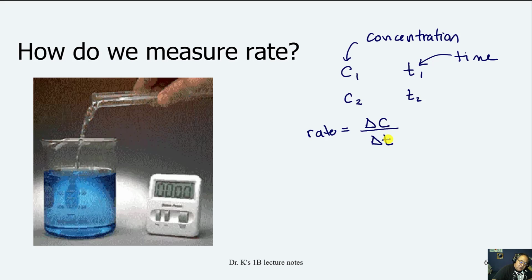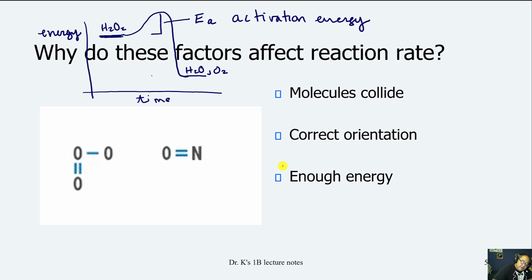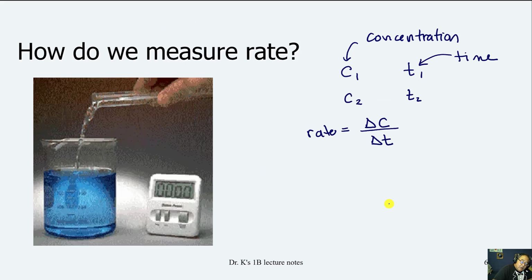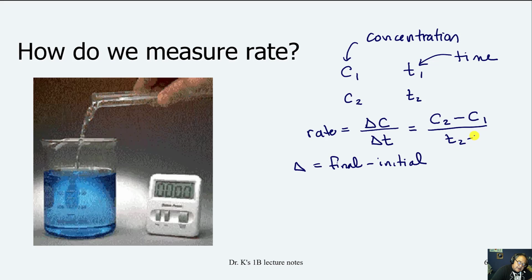Now, whenever we do delta, this is final minus initial. Like remember doing delta H? It was always products minus reactants, because products is final and reactants is initial. That's why we get delta H. So it's always final minus initial. That means I'm going to go C2 minus C1, that's the change, over T2 minus T1. And that's how you calculate it.